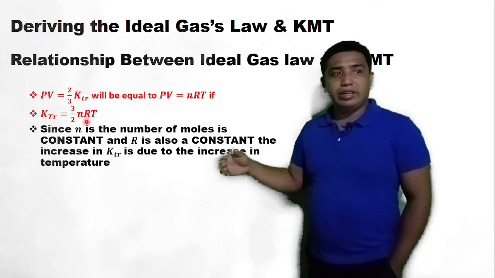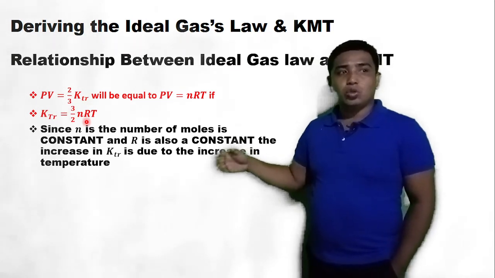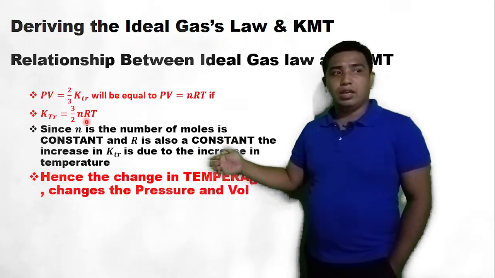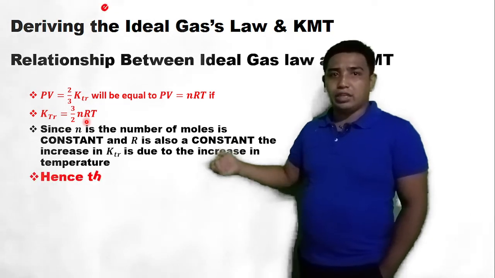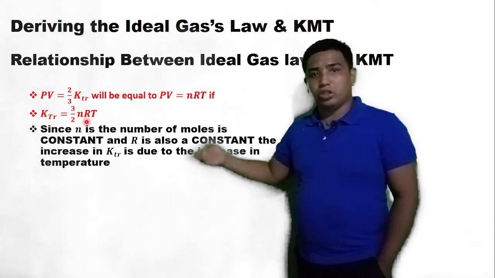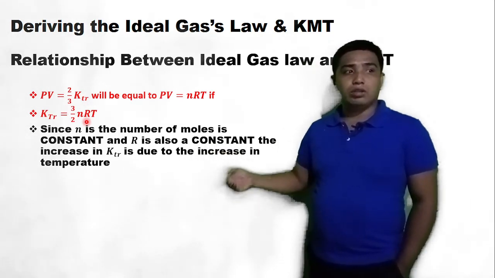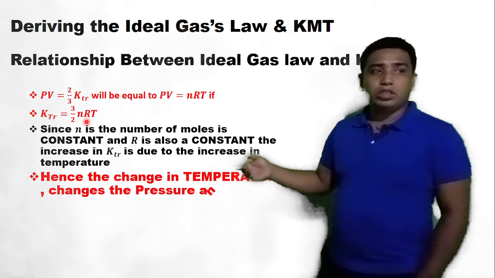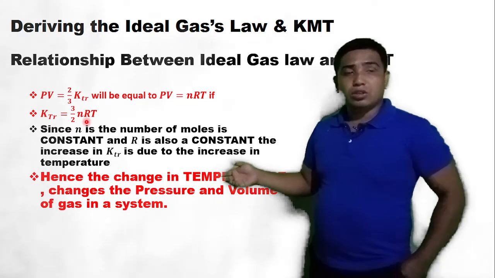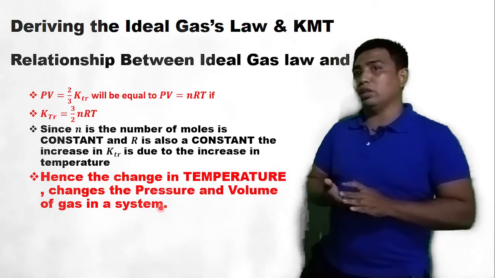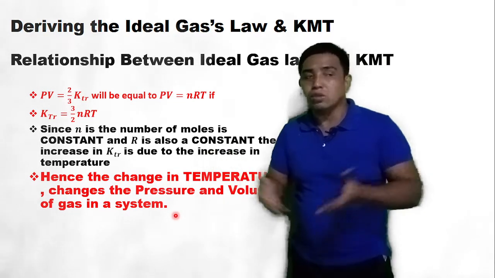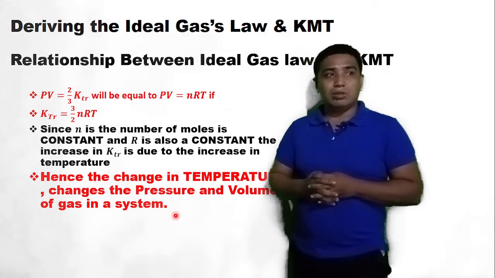The increase in KTR is due to the increase in temperature. So when the temperature of the gas increases, it will change KTR, and then it will in turn change pressure and volume. Hence, the change in temperature changes the pressure and the volume of the gas in a system. If there are no constraints, naturally the change in temperature tends to expand things. That's another lecture in thermodynamics.